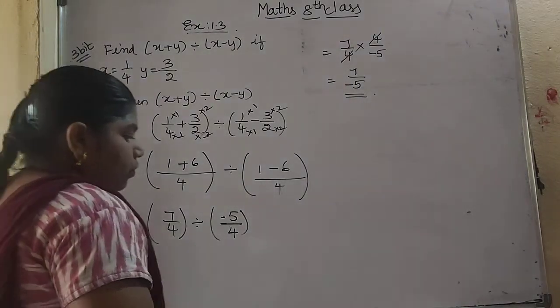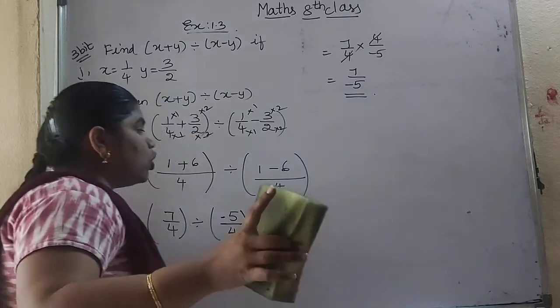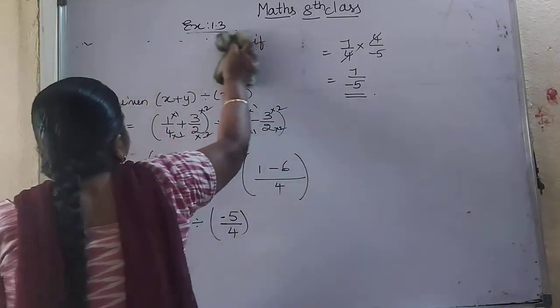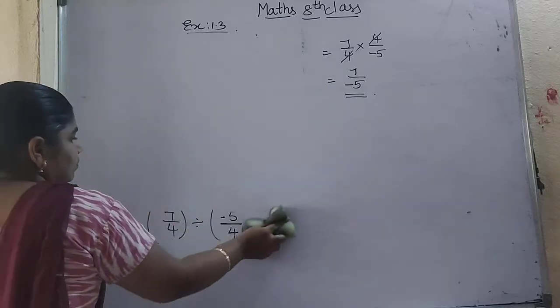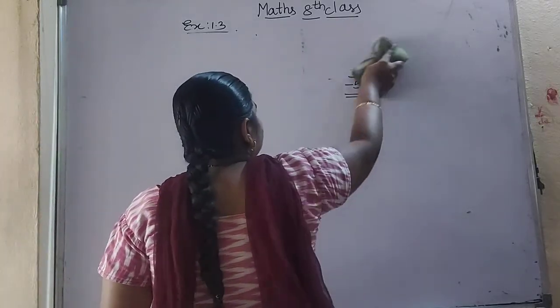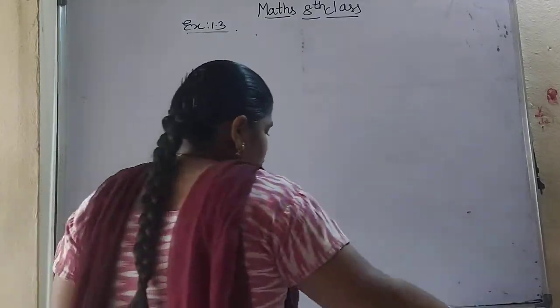Next is the fourth bit. Divide the sum of. So the fourth one.